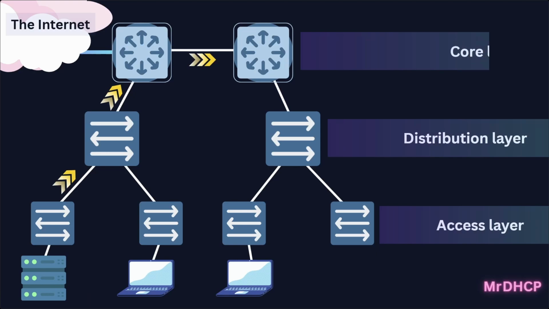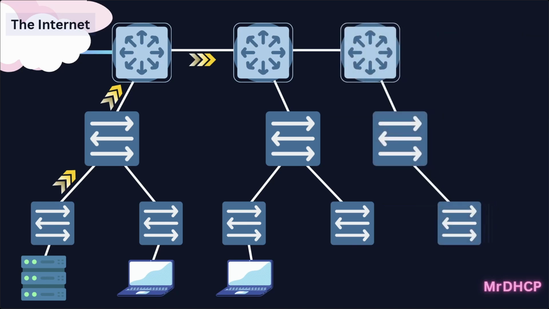The core layer is the high-speed backbone of the network. Its primary role is to provide fast, reliable packet forwarding between distribution layer switches without any complex processing. It's all about speed and efficiency. This design is highly scalable, meaning that you can expand the network just by adding more access, distribution, and core switches when needed, but it can be complex and costly to implement.